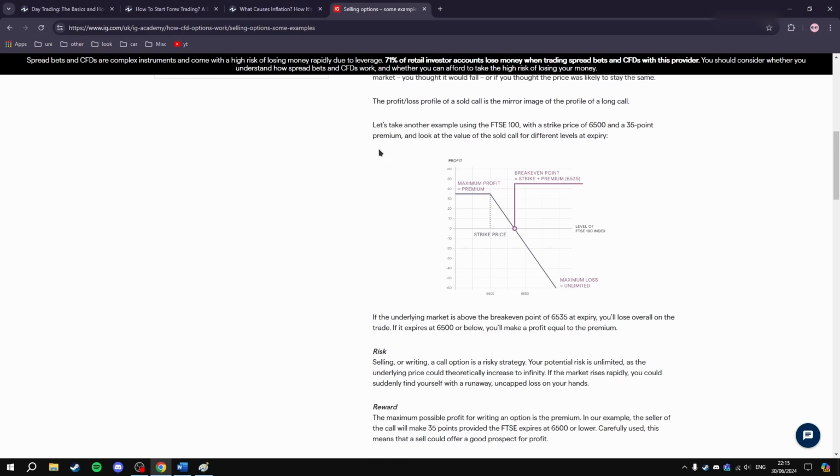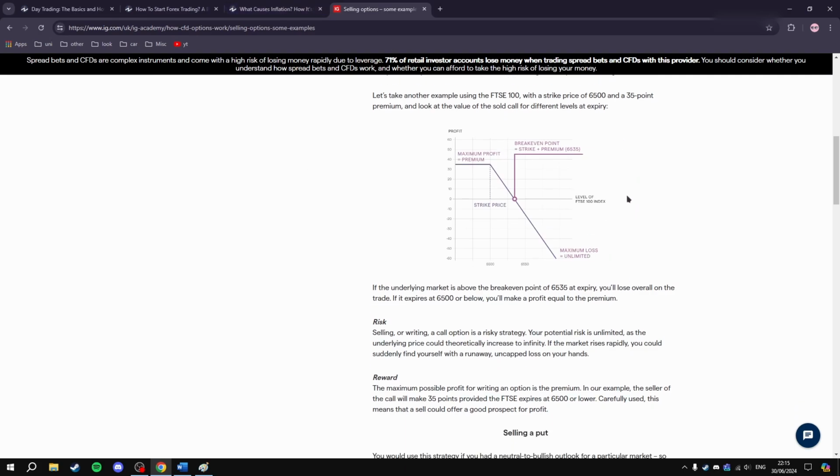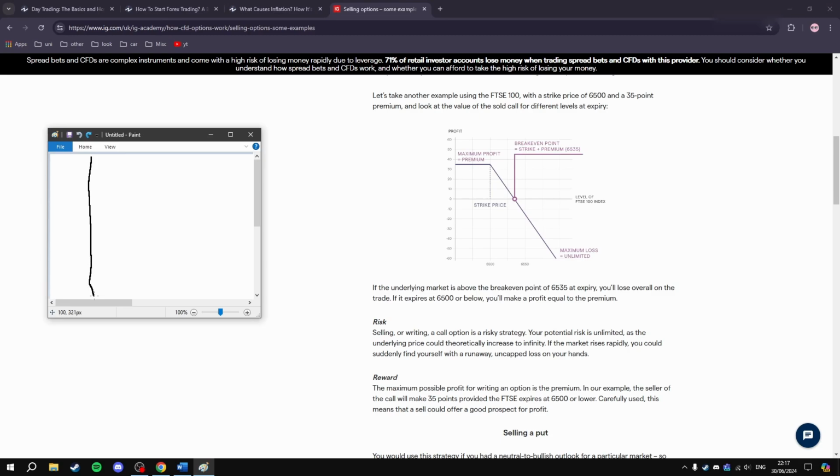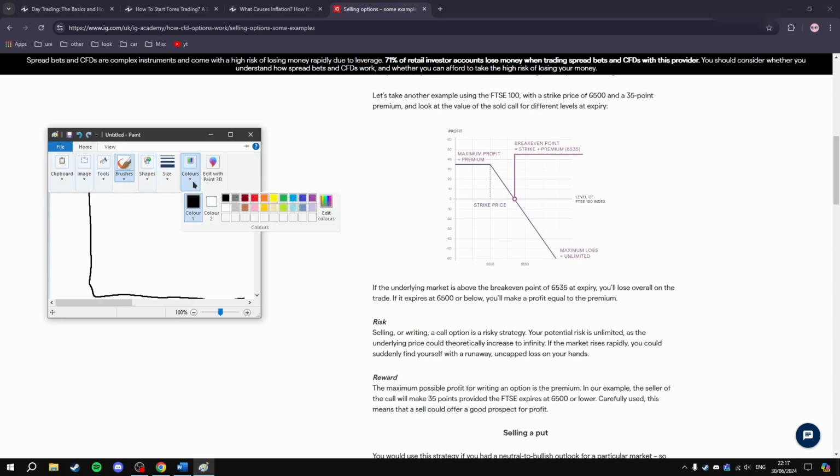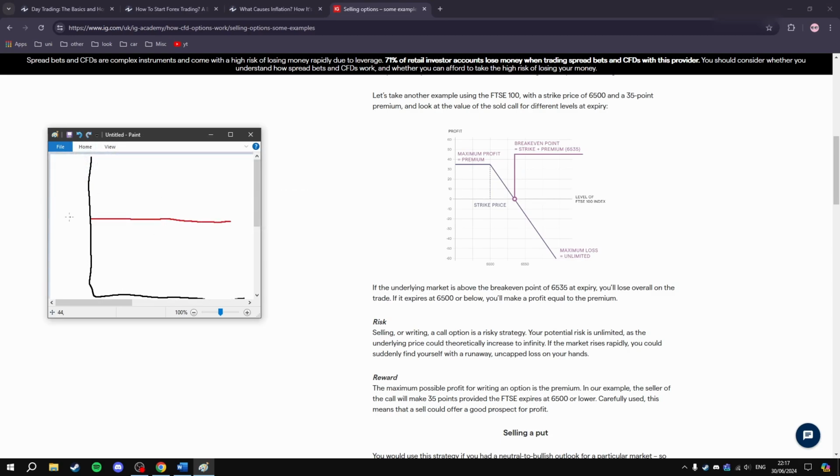The profit loss profile of a sold call is a mirror image of the profit of a long call. Let's take another example using the FTSE 100 with a strike price of 6,500 and a 35-point premium. And look at the value of the sold call for different levels of expiry.